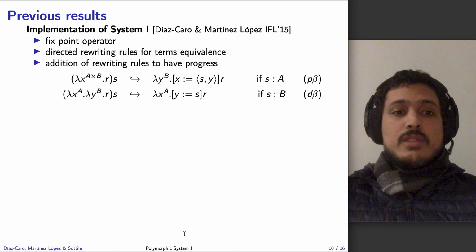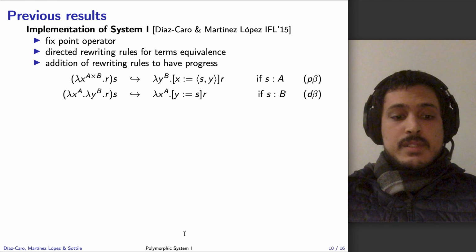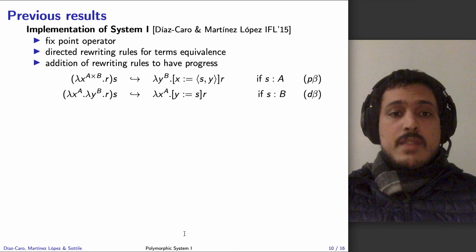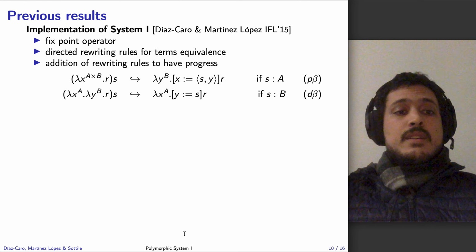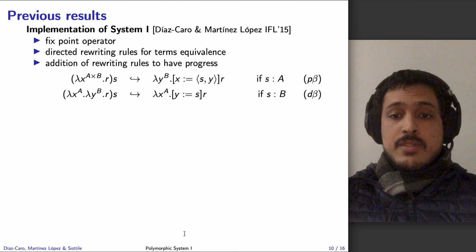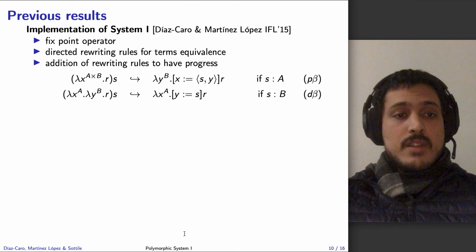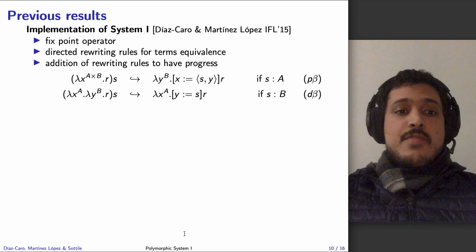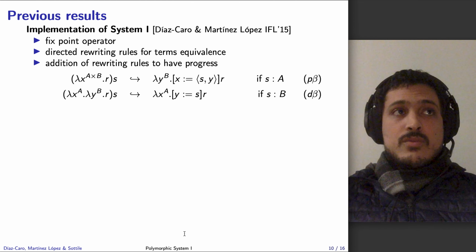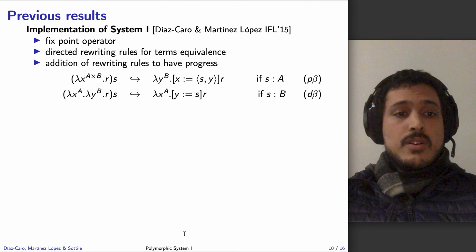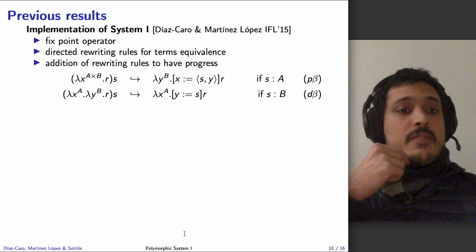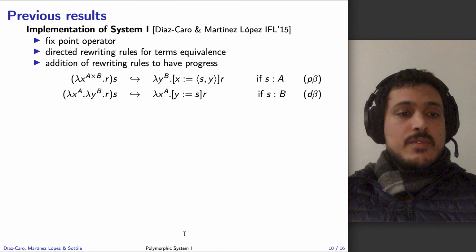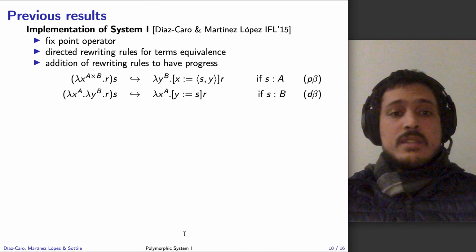So let's see some previous results regarding System I. There's been an implementation of System I by Diaz-Caro and Martinez Lopez in IFL 15, where they added a fixed point operator to have recursion. They added natural numbers. They added mutual recursion, and they directed the rules for term equivalence. So they have rewriting rules now, and they added some rewriting rules to have progress.